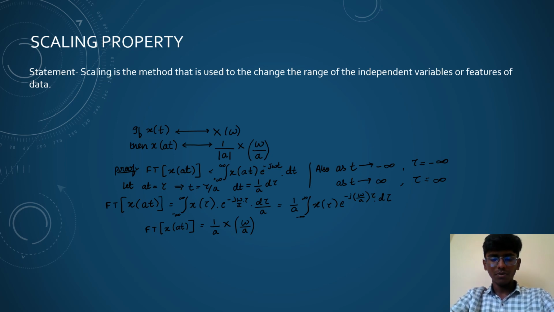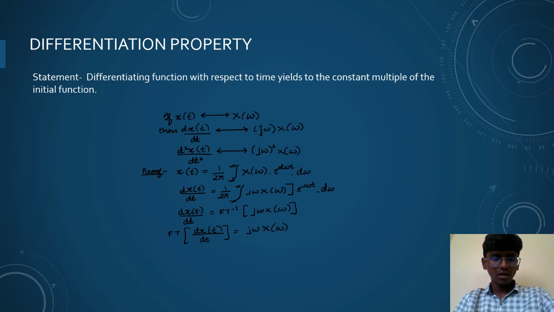We can verify the scaling property, and then moving to the next slide, differentiation property. The statement states that the differentiation of a function with respect to time yields a constant multiple of the initial function, which is known as the differentiation property. It can be stated that if the Fourier transform of x of t is x of omega, then differentiation of x of t with respect to time gives j omega into x of omega.